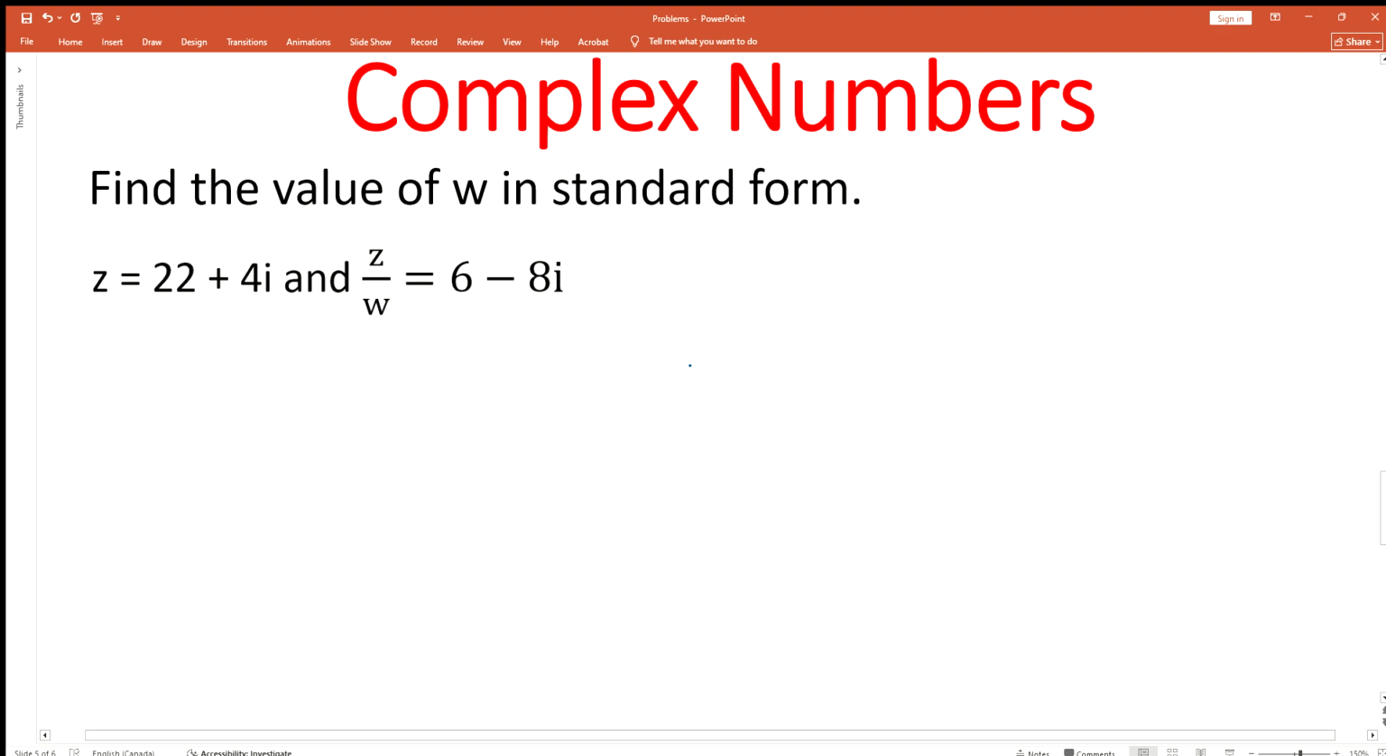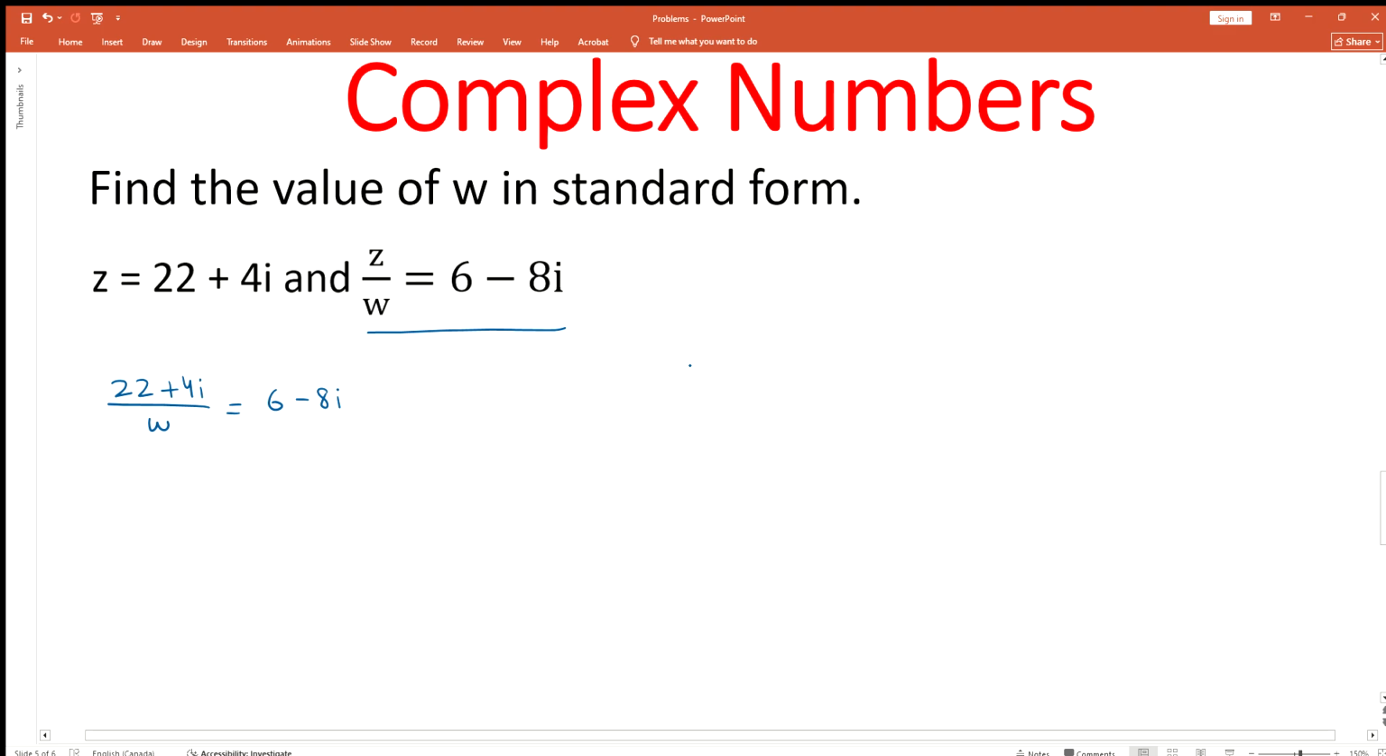We can use the substitution method. We can do substitution for z in the equation z over w equals 6 minus 8i. We can replace z with 22 plus 4i because we are given that z is equal to 22 plus 4i.